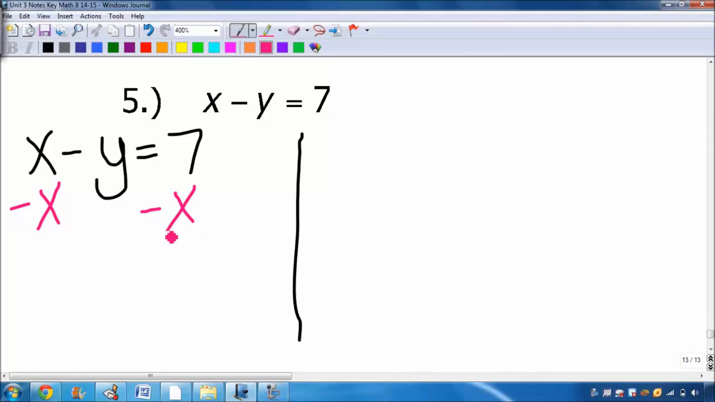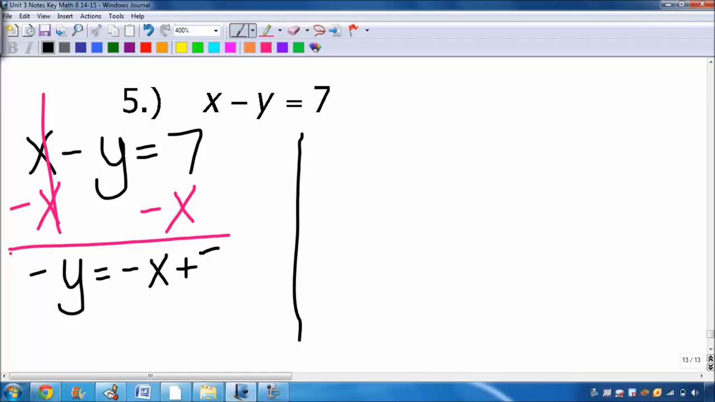Now, a lot of people will want to try to add x, but x plus x does not cancel out. It gives you 2x. X minus x does cancel out. So you end up getting negative y. There's still a negative number left over. Equals, you can either say 7 minus x or negative x plus 7. It doesn't matter either way.